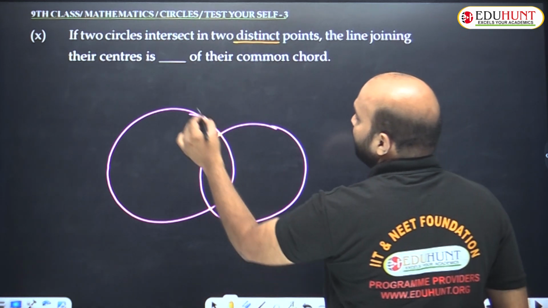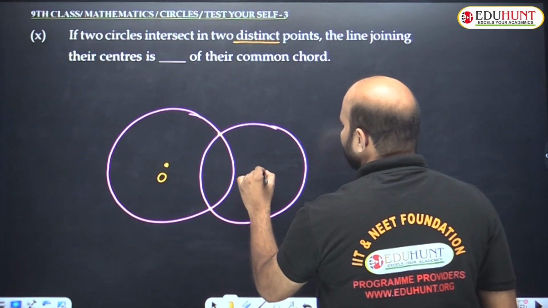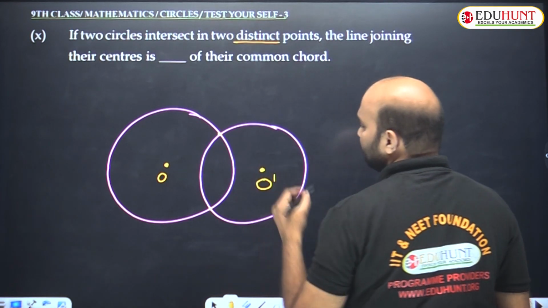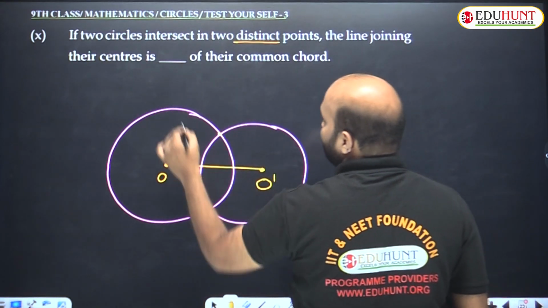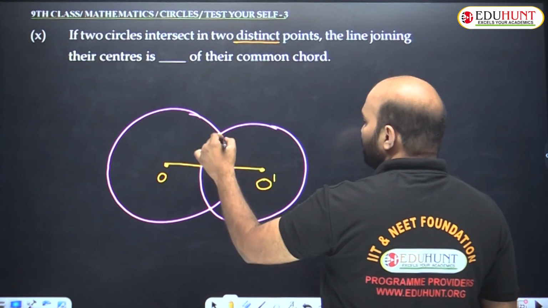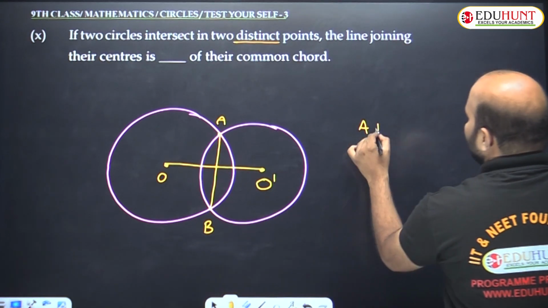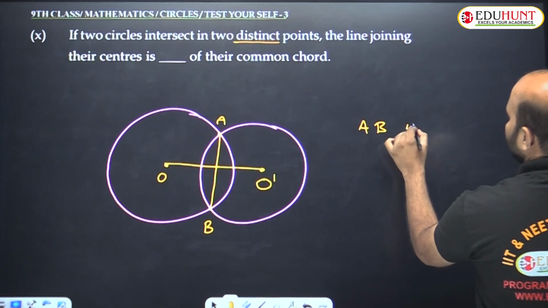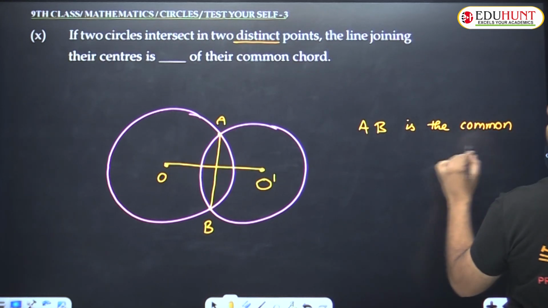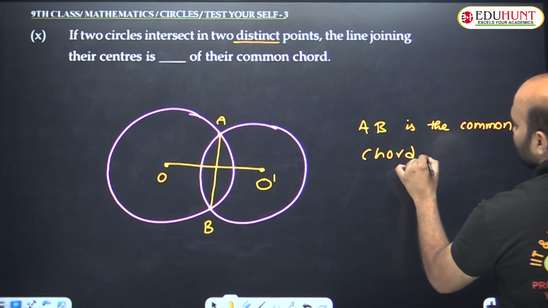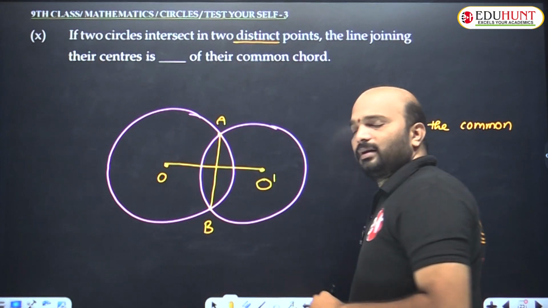The line joining their centers. This is the center of the first circle, O. This is the center of the second circle, O bar. This is the line joining the centers. The line joining their centers is dash of the common chord. So this is a common chord. Here AB is a common chord. Am I clear? So O and O dash are the centers of the first circle and second circle respectively.